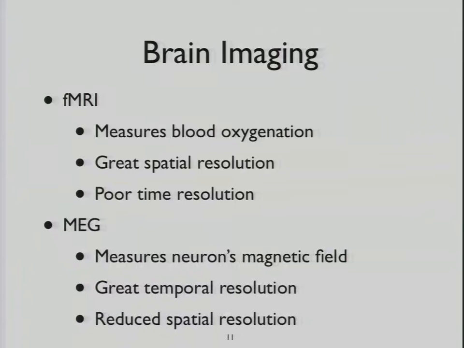So you might be familiar with fMRI. fMRI measures the blood oxygenation in response to increased cognitive load. fMRI has great spatial resolution, but really poor time resolution. You get about one sample every 2 seconds. MEG, on the other hand, records the magnetic field caused by neurons firing. So it has great temporal resolution. We can sample up to 1,000 times a second, but it comes at the cost of reduced spatial resolution. But because it takes you less than a second to read a word, we're going to trade off spatial resolution for time resolution so that we can see the process of you reading and understanding a word.